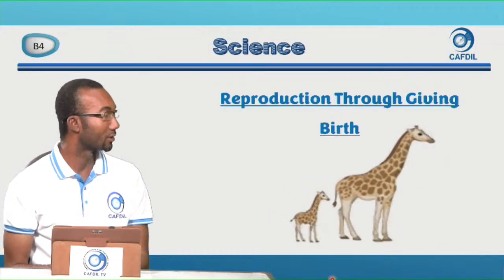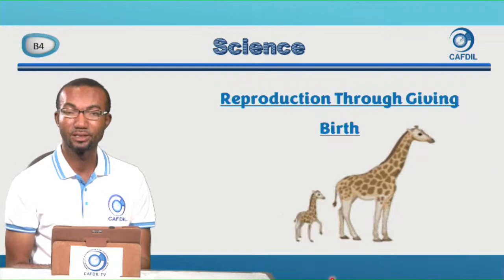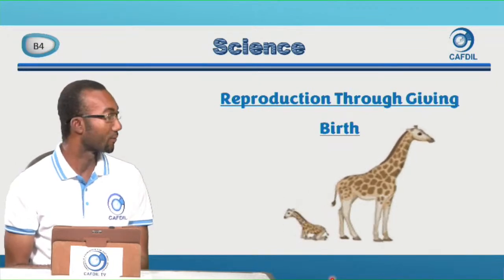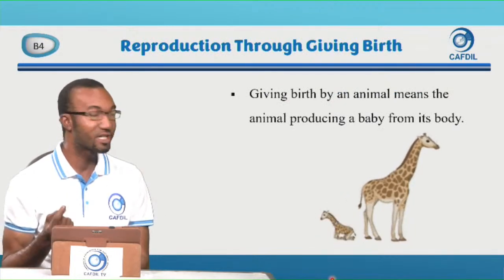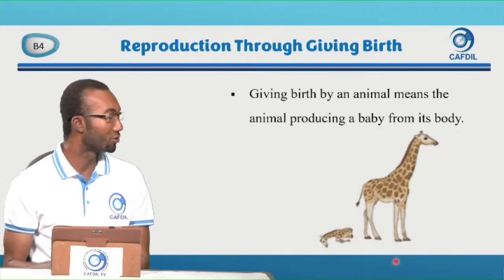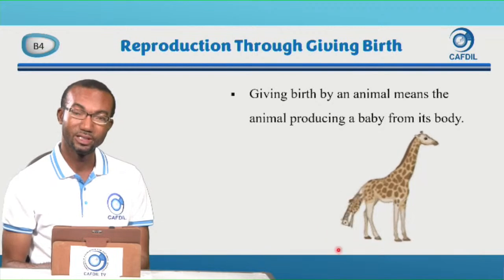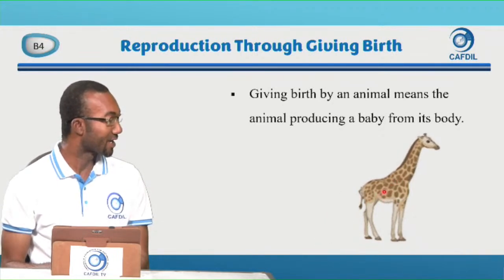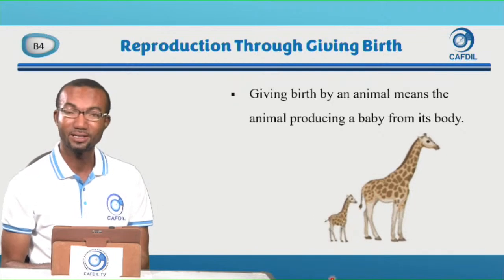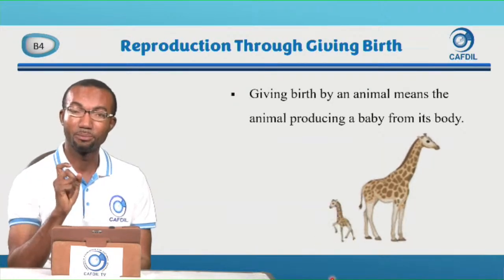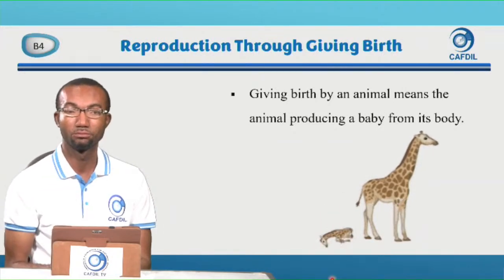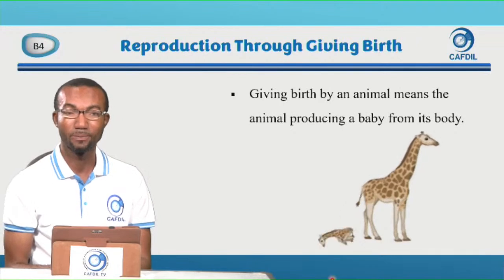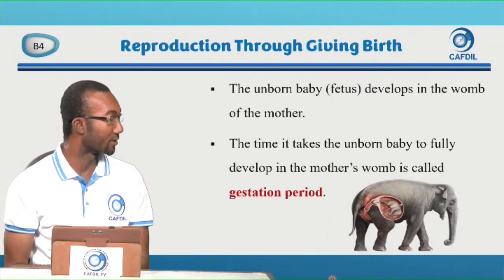Now let's look at reproduction through giving birth. Giving birth by an animal means the animal producing a baby from its body. So you see that the baby came from the body of this giraffe. The young giraffe came from the body of the mother giraffe, and that is what we mean by giving birth. The animal coming from the body of the mother. That is what we call giving birth.